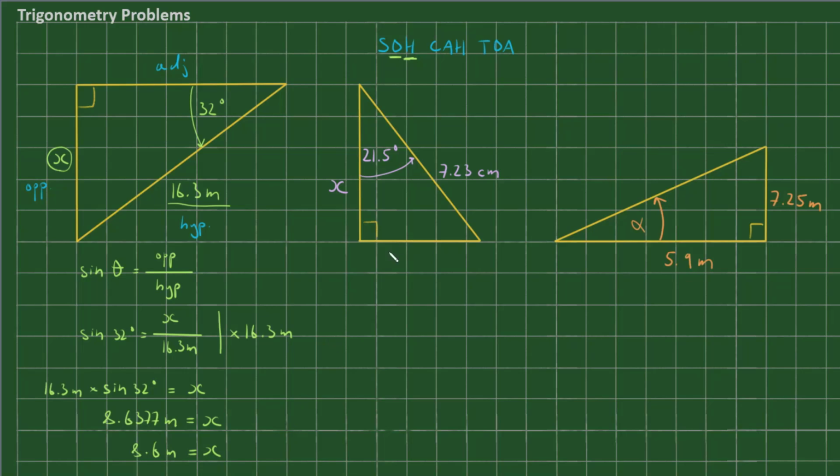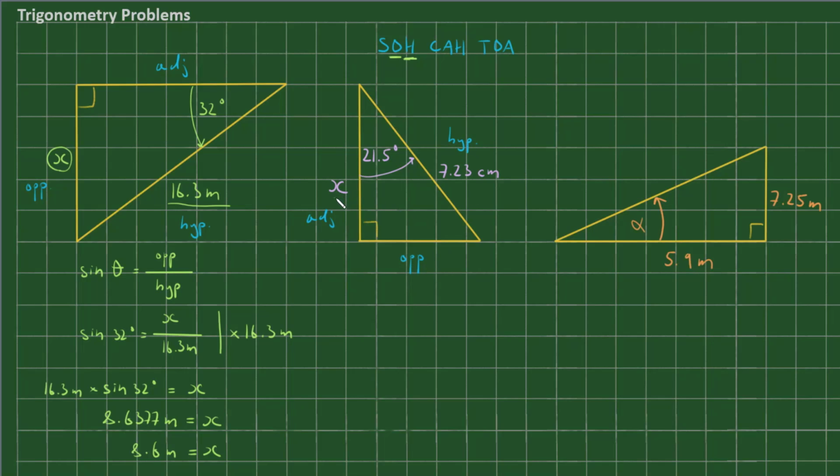All right, let's look at the middle triangle. Once again, I'm going to label the sides of the triangle with respect to the angle given. So with respect to 21.5 degrees, the side labeled x is the adjacent. The side opposite is the opposite. And the longest side is the hypotenuse.